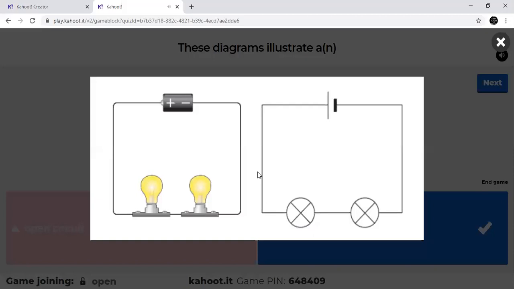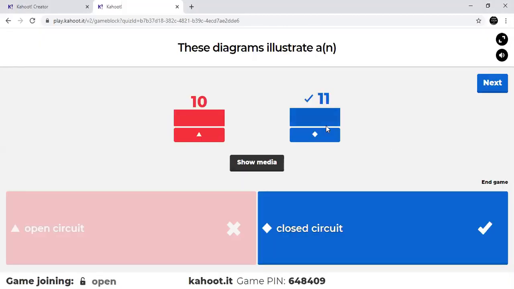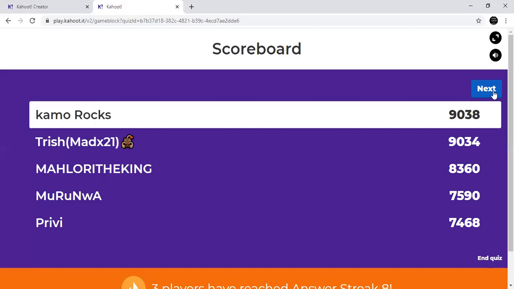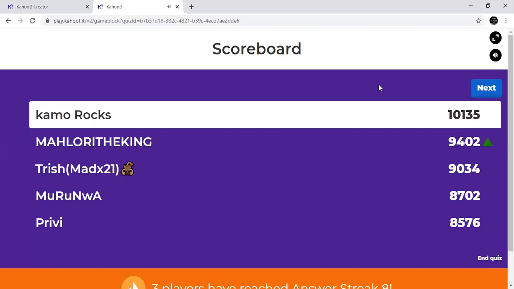So the reason why we're saying it's a closed circuit is because every component is connected. We do not see a gap. So there's no gap in these diagrams. That is why it's a closed circuit. So remember, an open circuit would either have a gap, maybe the battery wouldn't be connected or the switch would be open. All right. Then the next question. Oh, first the scoreboard. Kamo, Mashori, Trish, Morongwa, and Previ. Let's go.